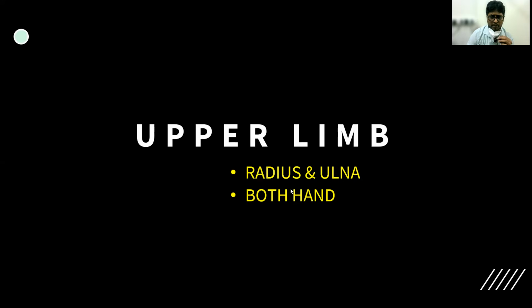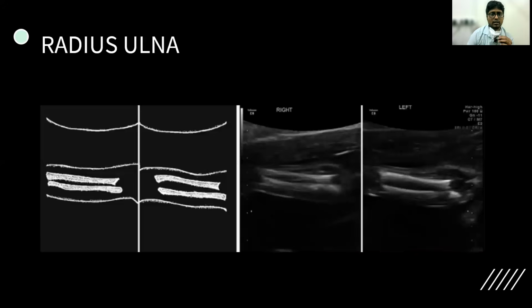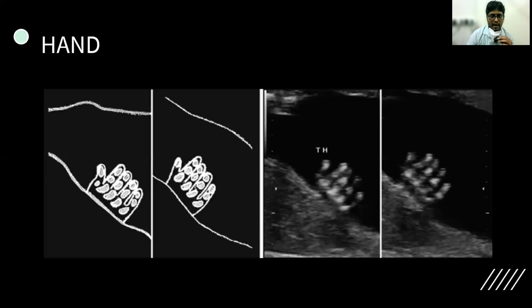Next is to go into the upper limb. In the upper limb, we should see the radius and ulna, the humerus, and both hands. So just like the tibia and fibula, the radius and ulna will be seen as two parallel structures, and it should be of the same size on either side. The hand, even though this is not a compulsion to take, and polydactyly is not a lethal anomaly, some radiologists don't prefer to take this.